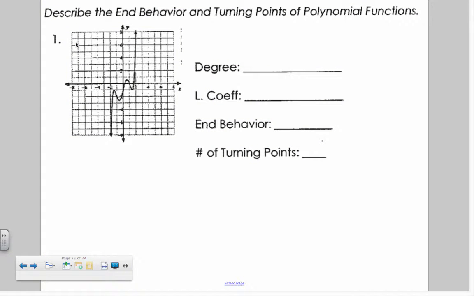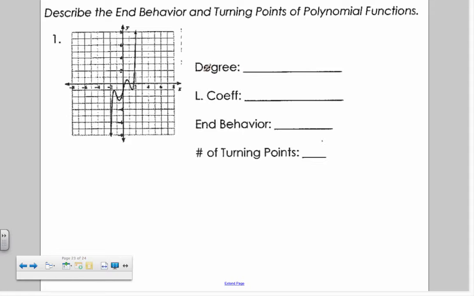Number 1 says, describe the end behavior and turning points of polynomial functions. So here we have a graph. We want the degree, the leading coefficient, the end behavior, and the number of turning points. Some of these things we're not going to be able to give specifics on, like the leading coefficient. We don't know exactly what that is, but we can tell if it's positive or negative. But let's start with the degree.